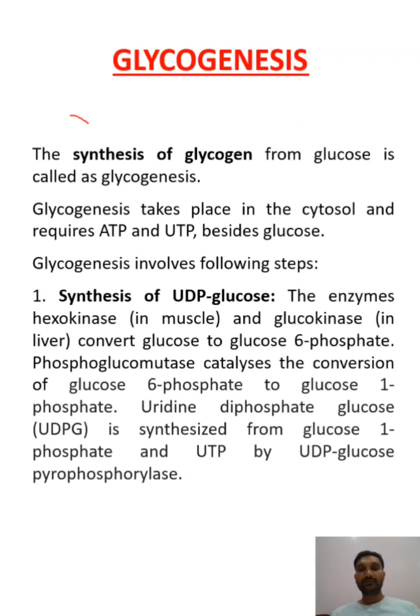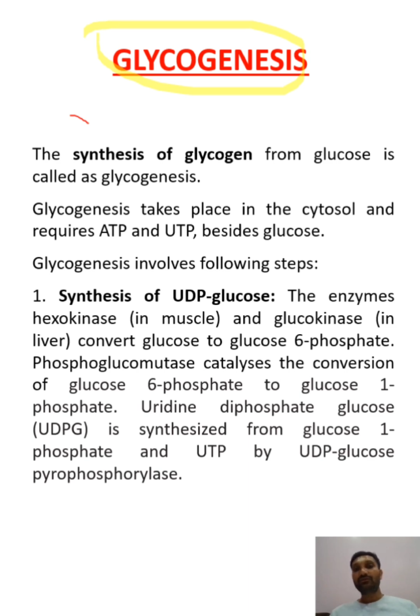Hello students, we are going to study a very important metabolic process, and the name of this process is glycogenesis. So in this session we are going to study what glycogenesis is and how the pathway of glycogenesis works. The synthesis of glycogen from glucose is called glycogenesis.